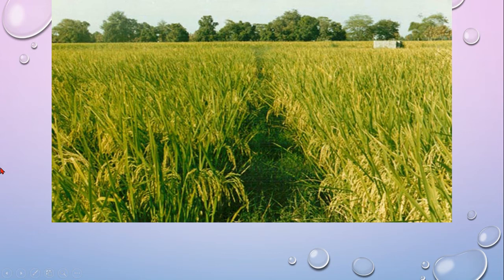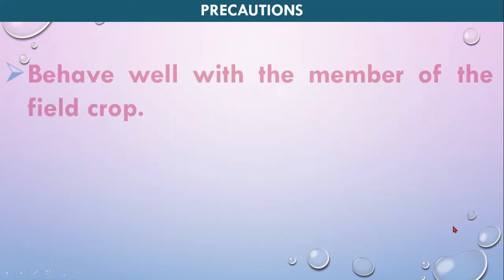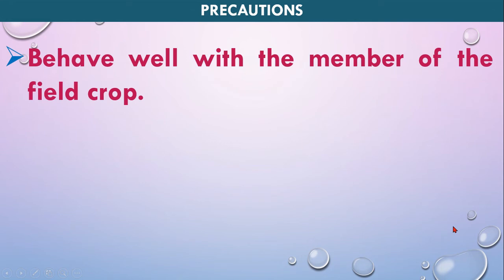It might be a wheat field, or it might be another field crop you can visit. Next, the most important thing is precaution, because you are visiting other institutions, so you have to behave well with the members of the field crop.